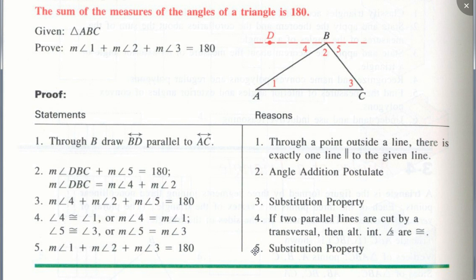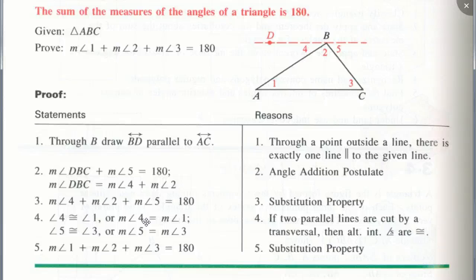It's because of the substitution property, right? And notice, they should have put one more step from congruence to measurement. Remember I told you they should put one more step. What would the reason be if they go from congruent to the measure of angle 4 equal to the measure of angle 1? Definition of congruent angles. Does that make sense? But they skipped that part.